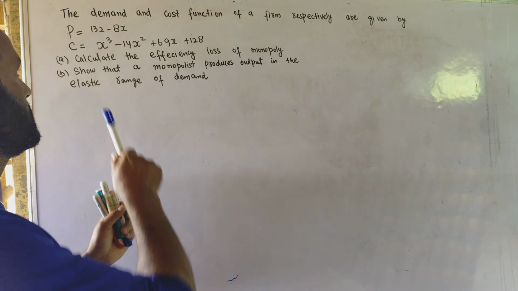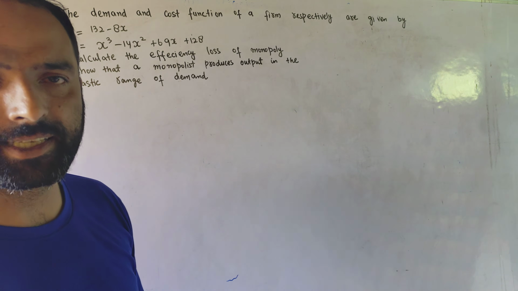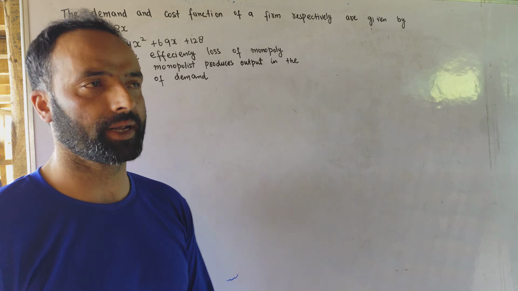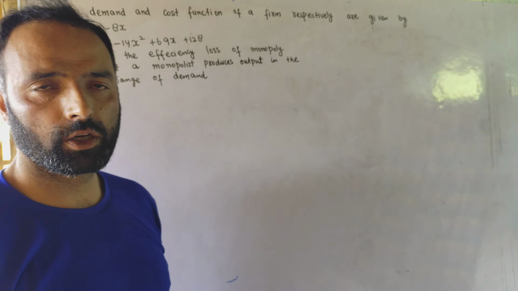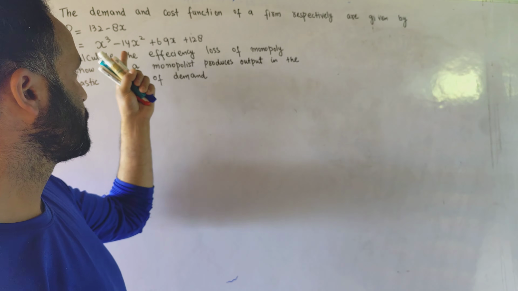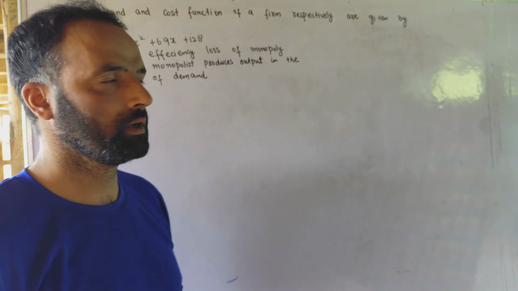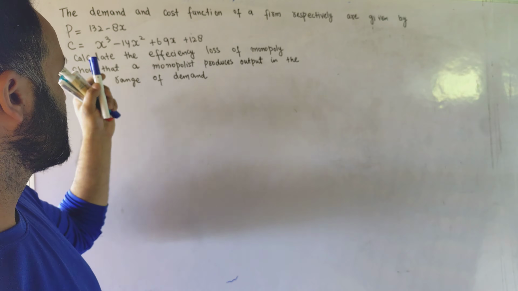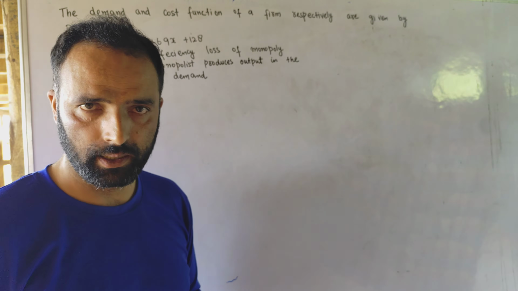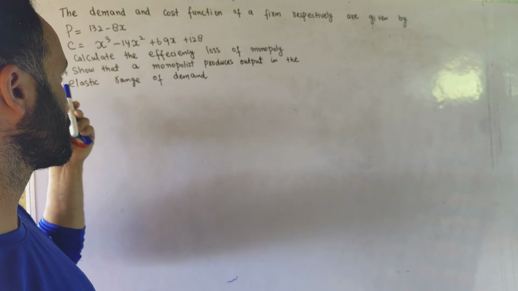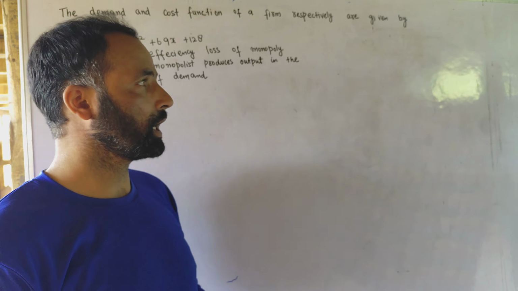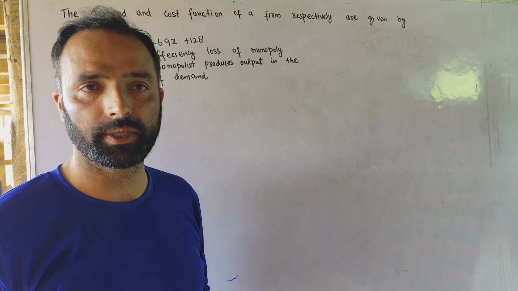the demand function is P is equal to 132 minus 8x, where x denotes the output and P denotes the price. Also, we are given the cost function, x cube minus 14x square plus 69x plus 128. We have to find out the efficiency loss of monopoly, and also we have to prove that a monopolist produces output in the elastic range of the demand function.